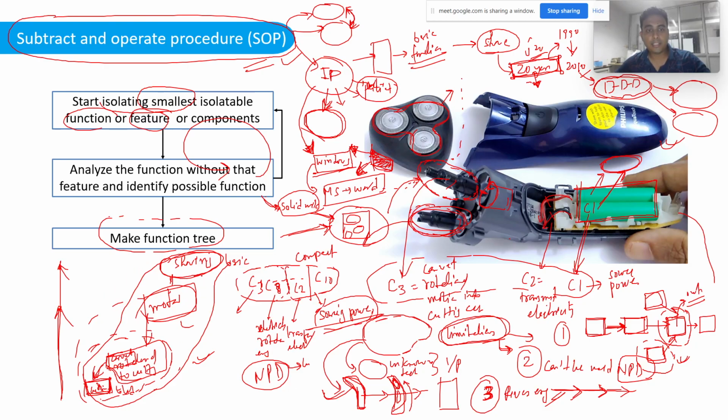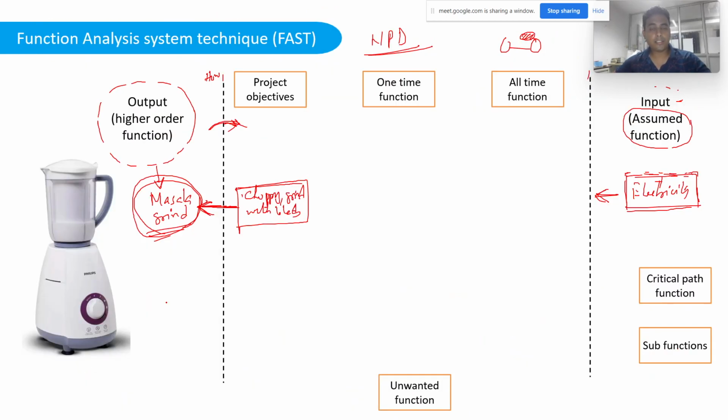To understand that, a top down approach will not help, because if we remove the battery or the basic feature, nothing will work. So we'll not know the hierarchy of functions here. However, for new product design, we do this particular approach, where we ask how masalas can be ground. Then you say chopping or grinding using blades. Now the next question comes again: you ask how.